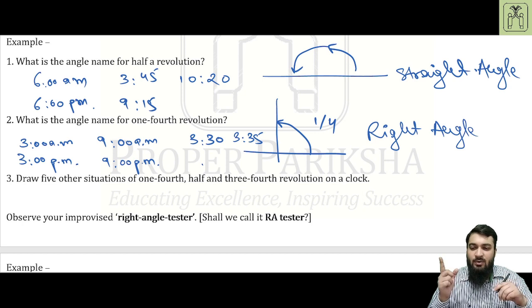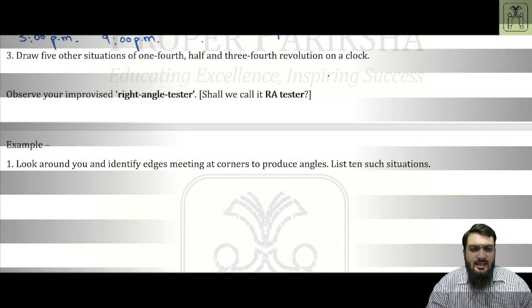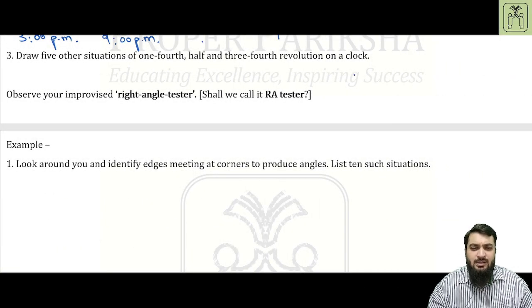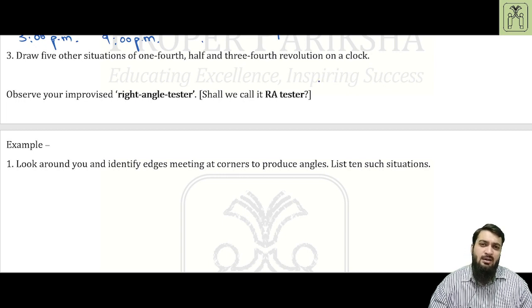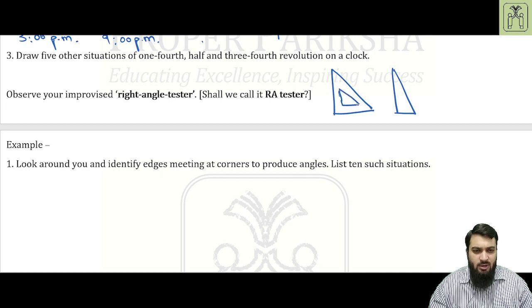Okay. So now we'll come to the right angle tester. What is a right angle tester? Okay. So a right angle tester is nothing but just an instrument or a method in order to check if the angle is a right angle. So the first and foremost tool which you have in your geometry box is a triangle which is shaped like this, and a triangle which is shaped somewhat like this. So you can use this in order to check if anything is a right angle.